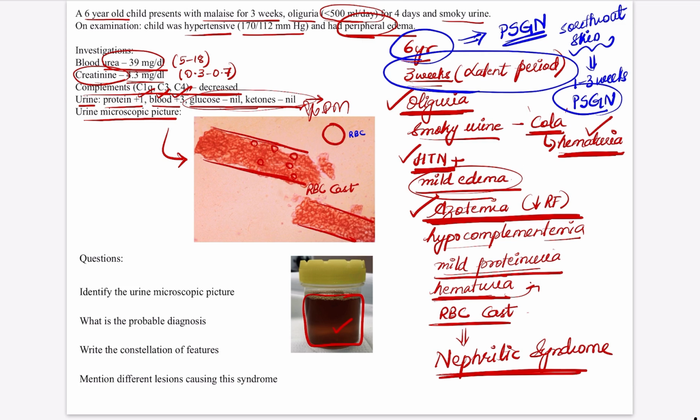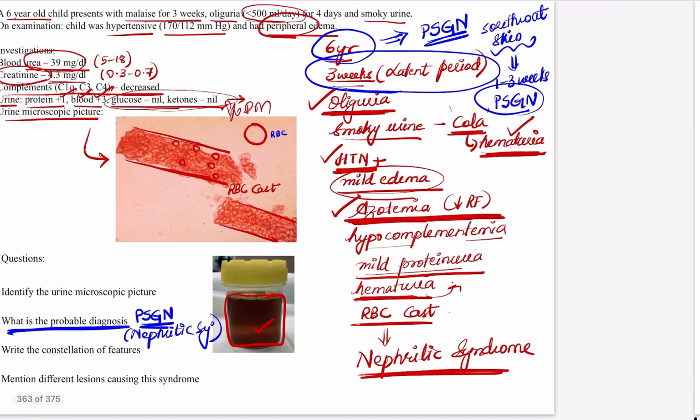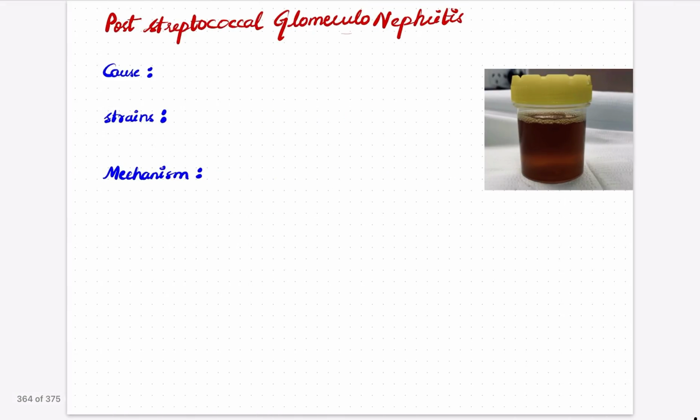So let us solve the question. We begin with the second question. What is the most probable diagnosis? Post-streptococcal glomerulonephritis, which is a part of nephritic syndrome. So let us discuss in detail about post-streptococcal glomerulonephritis, which is caused by group A beta hemolytic streptococci.